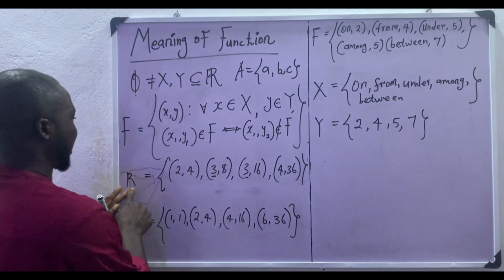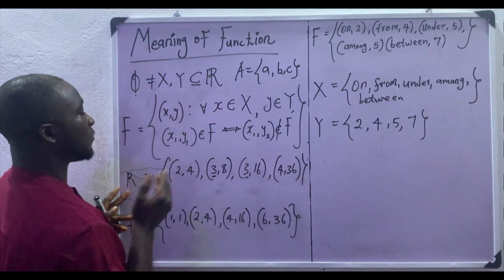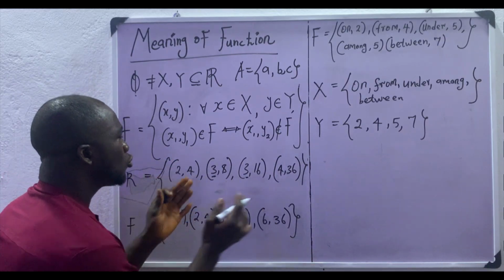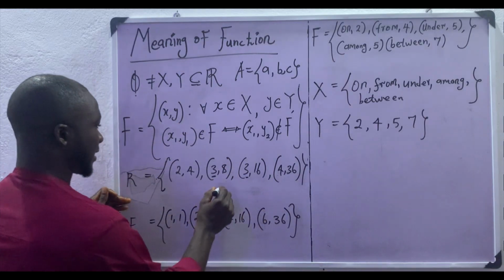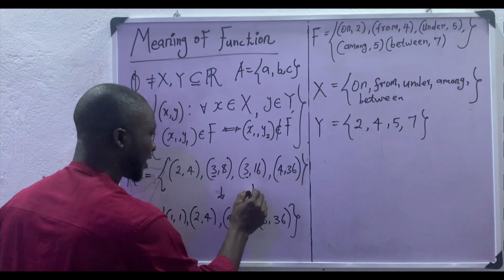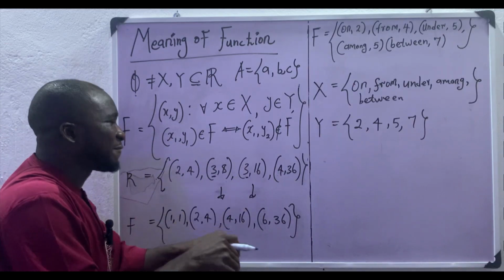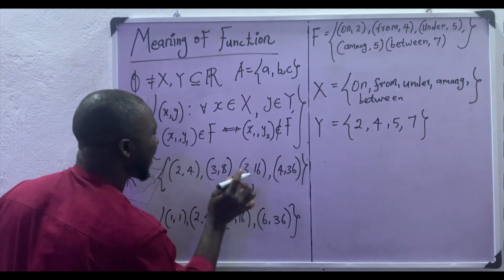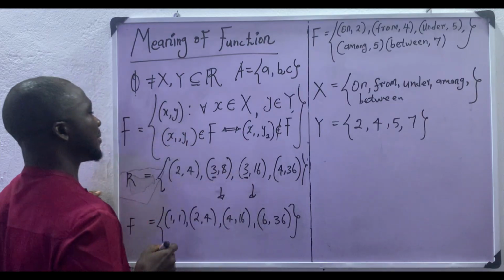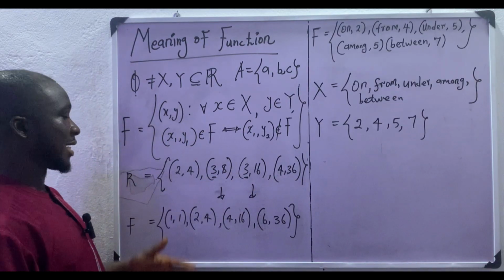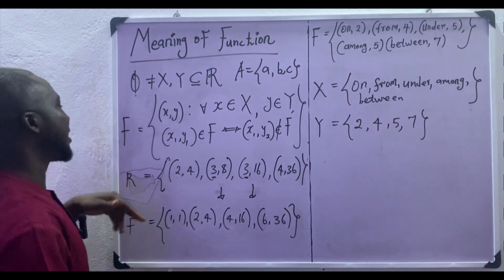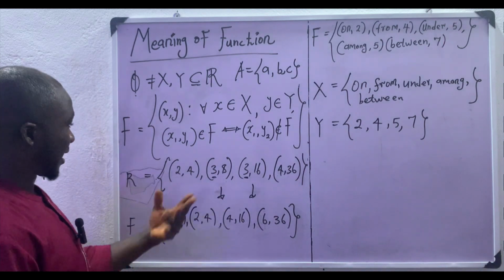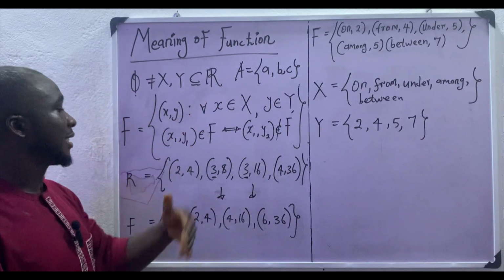For example, this set R has these ordered pairs of points as elements. But we can discover that if I pick two different pairs of points, say this point and this point, although they are different elements from this set R, they have the same first entries. They have the same first entry, which is 3. That is to say that this set is not a function. It is simply a relation or an association that exists between the set x and the set y.